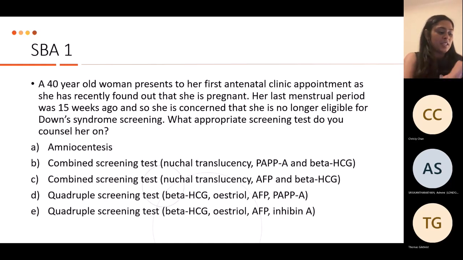So this is the first SBA. I've opened the poll out. Please do try and answer the question, and we can go through the answers afterwards. A 40-year-old woman presents to her first antenatal clinic appointment as she's recently found out she's pregnant. Her last menstrual period was 15 weeks ago, and so she's concerned that she's no longer eligible for Down syndrome screening. What appropriate screening test do you counsel her on?